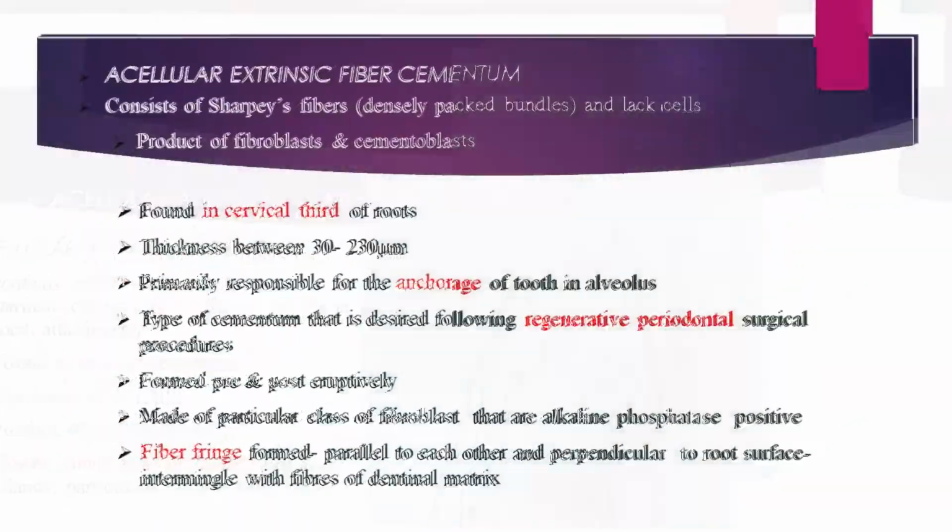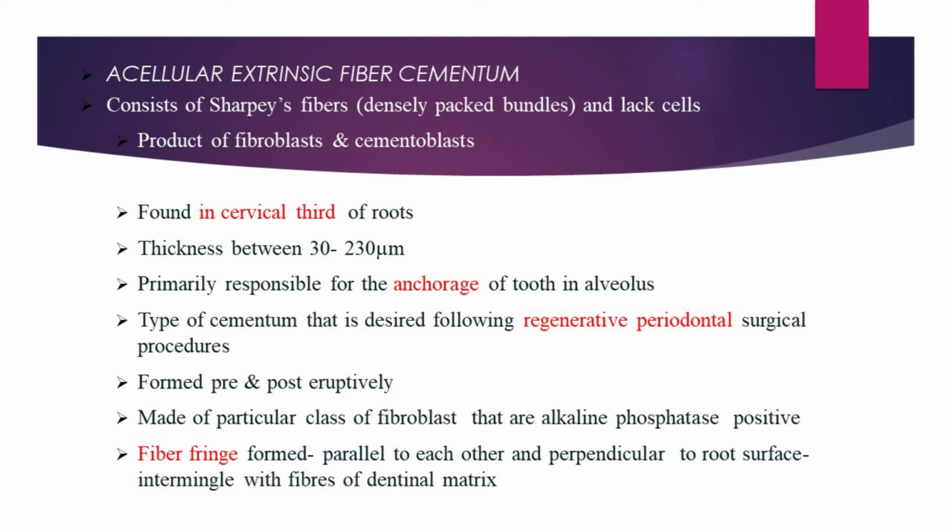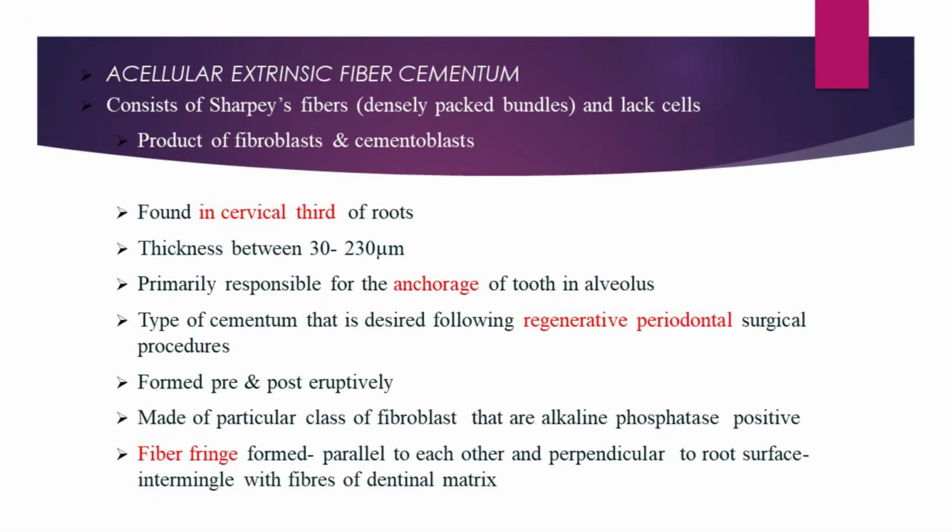The next variety is the acellular extrinsic fiber cementum, which consists of Sharpey's fibers that are densely packed and doesn't contain any cells. These are the product of fibroblasts and cementoblasts. They are found in the cervical one third of the root. The thickness ranges from 30 to 230 micrometers and this is principally responsible for the anchorage of the tooth in the alveolus. This type of cementum is most desired following regenerative periodontal surgical procedures.